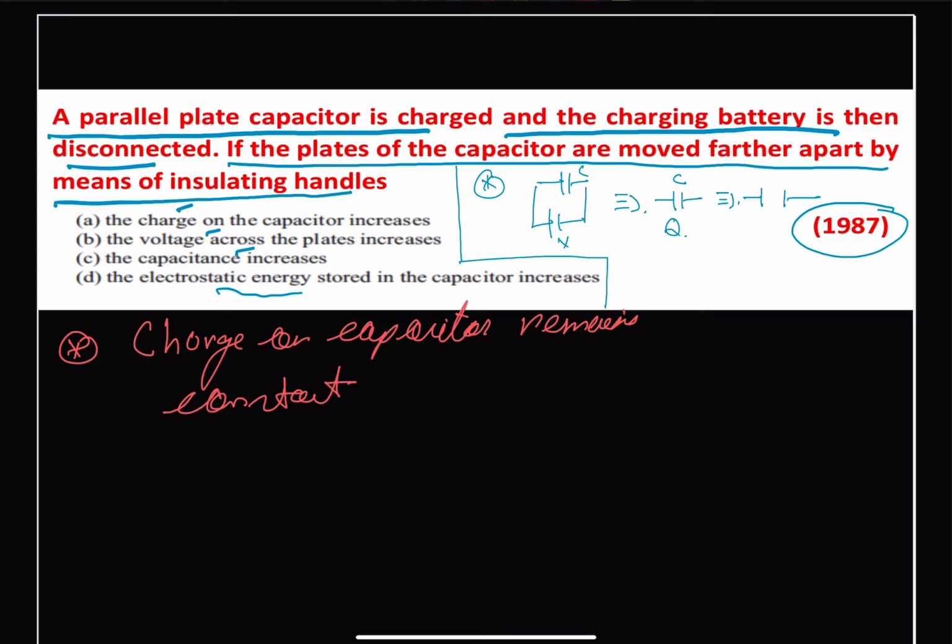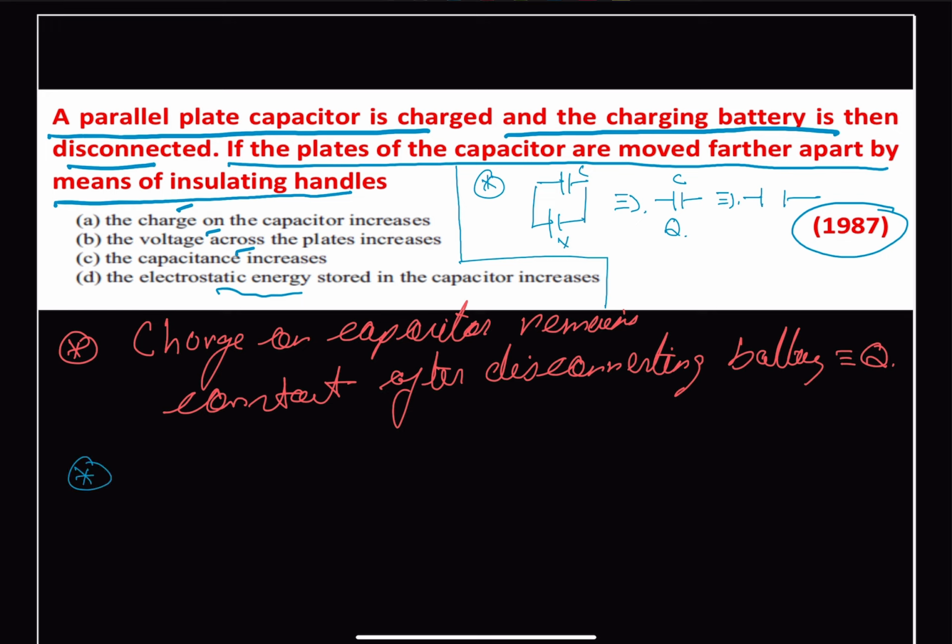After disconnecting the battery, which is our Q, and the capacitance of a parallel plate capacitor, that is our C, is given as epsilon naught A upon D, and D is the distance between the plates.